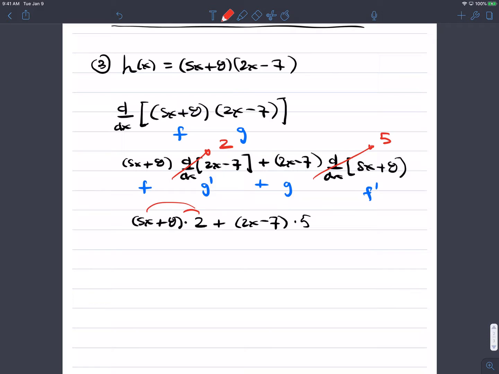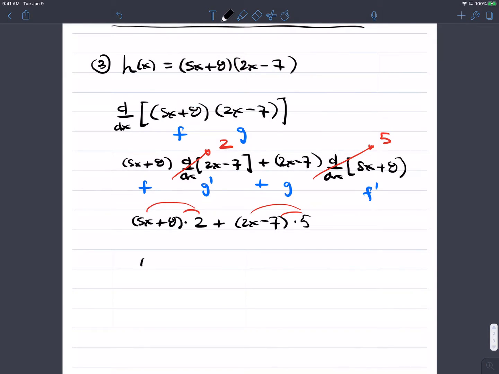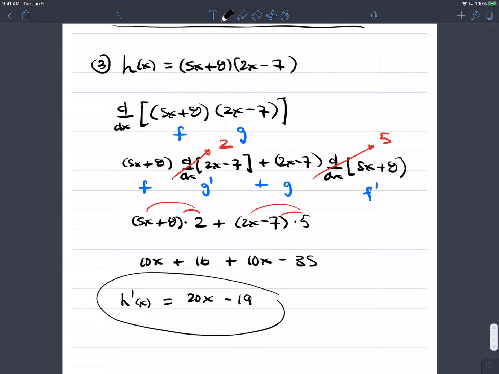You're now going to distribute. 10x plus 16 plus 10x minus 35. So here we can combine like terms, and we'll end up with 20x. Looks like it'll be 16 minus 35, which will be negative 19. So here's your derivative of the product.